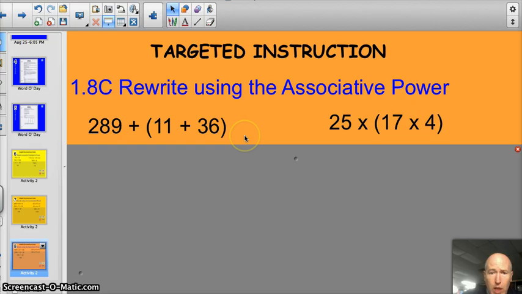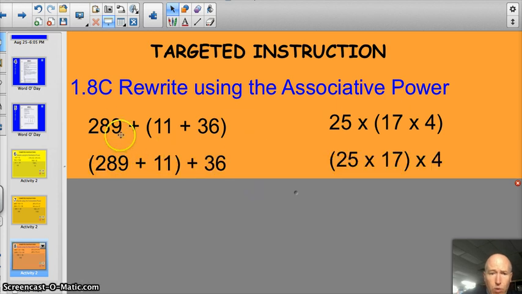Go ahead and take a look at these two examples and see if you can rewrite them. All right. Well, as long as you don't change the order, 289, 11, and 36, you can move the brackets around. Now, the commutative property, our previous target, allows us to move the numbers, but in its pure sense, the associative property is just moving the groupings. So here, I just move the brackets over here. I can do that because these are all addition.